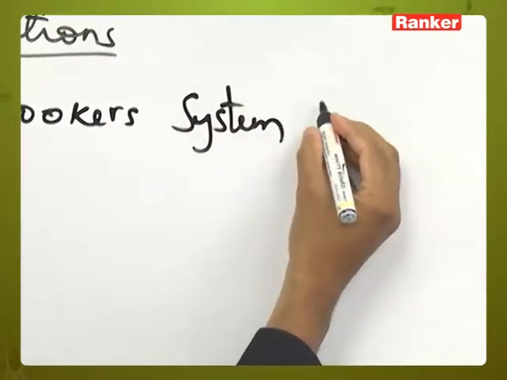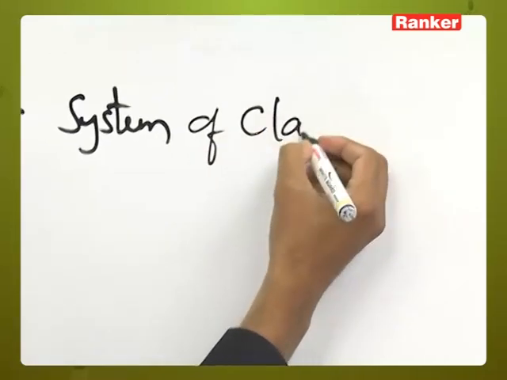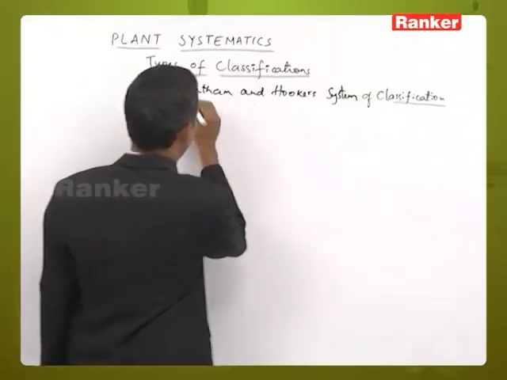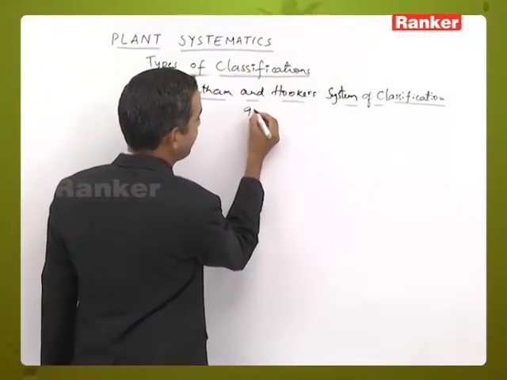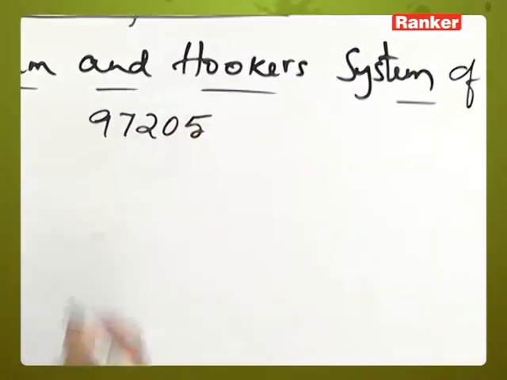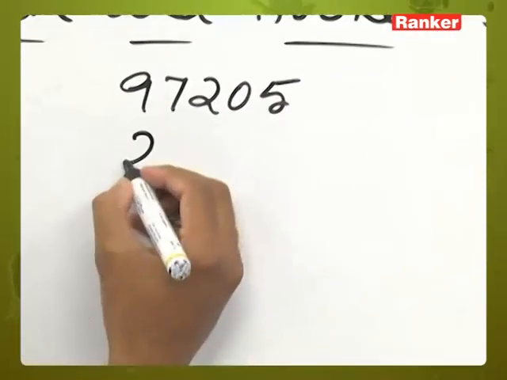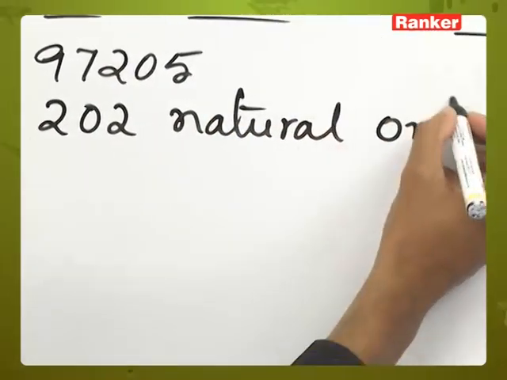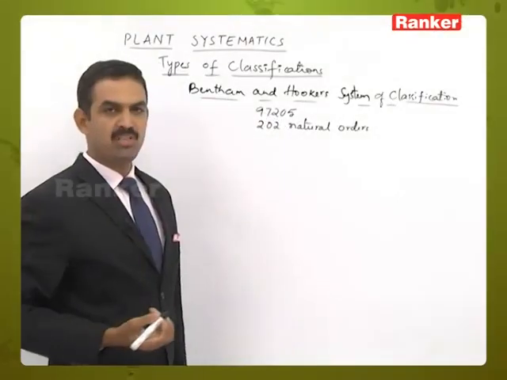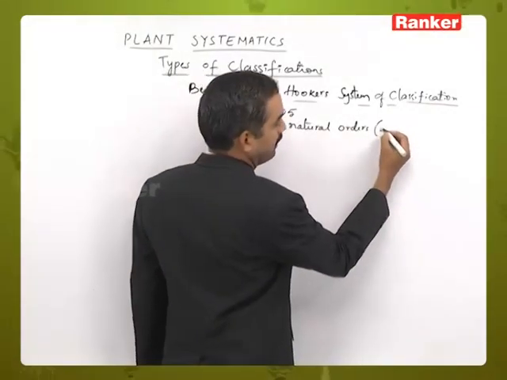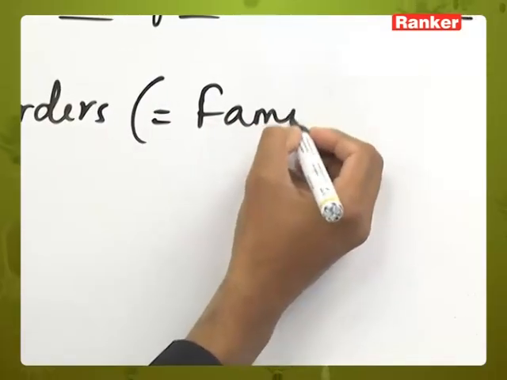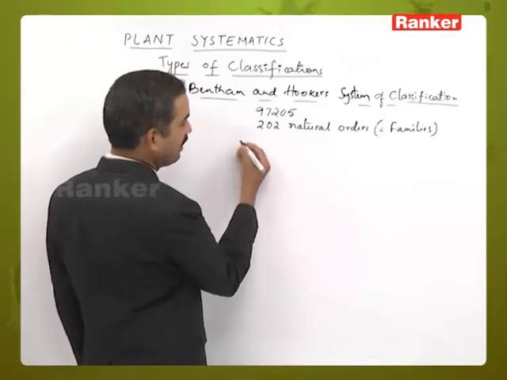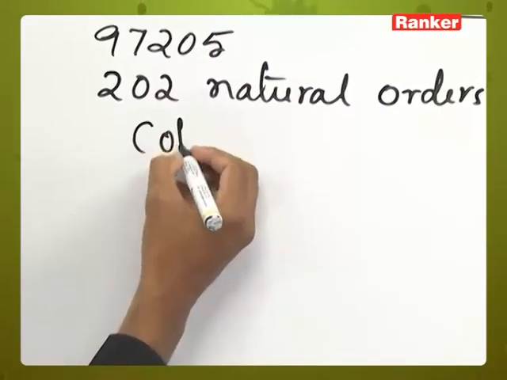So it is one of the classifications of natural systems. These two scientists had studied nearly about 97,205 plant species and categorized the plants into 202 natural orders. So the word natural orders has been used by the scientists, which is equal to present day families. Natural order means family, and here they use some other words also like cohorts.